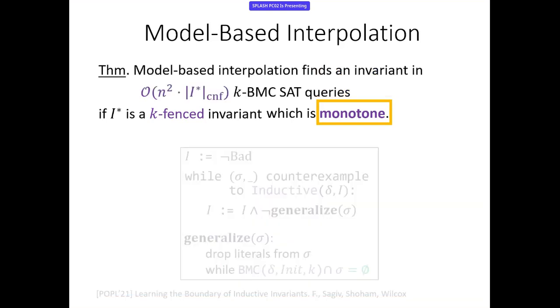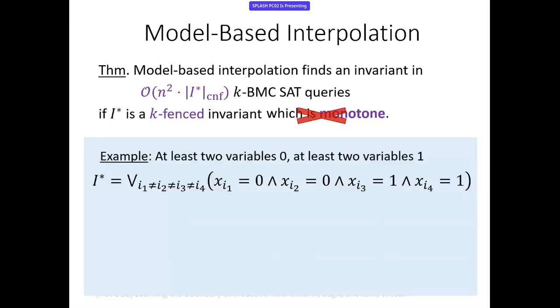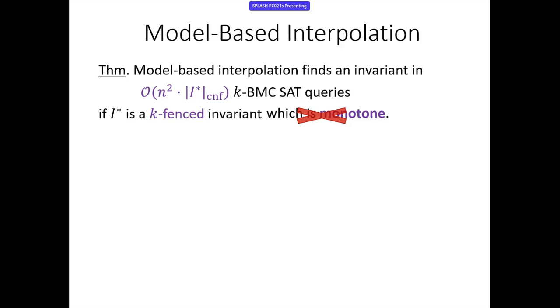The problem is that we want to be able to efficiently infer invariants that are also non-monotone. For a slightly more interesting example, if we want to say that at least two variables are 0 and at the same time always at least two variables are 1, then this formula is not monotone. We require some variables to be 0, to be false, and it's inherently not monotone. There's no way to rename the variables so that this formula becomes monotone. But we still want to be able to infer such invariants efficiently.